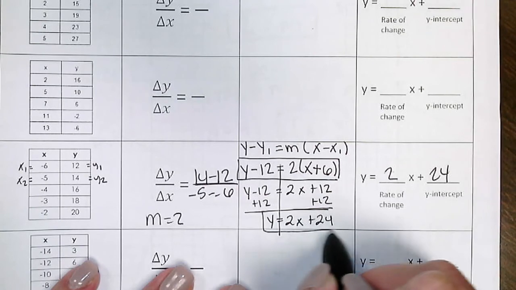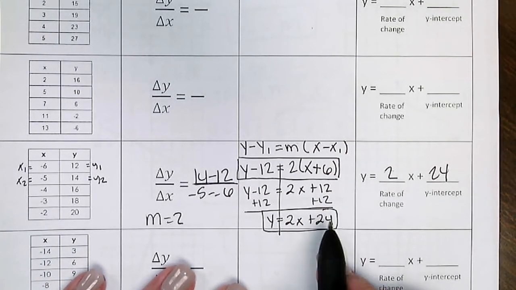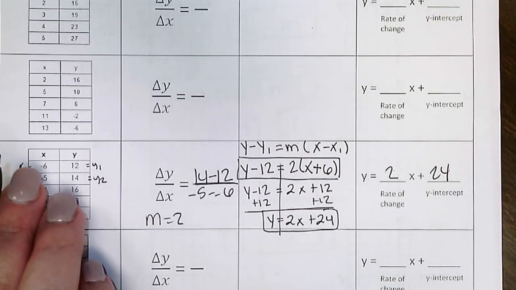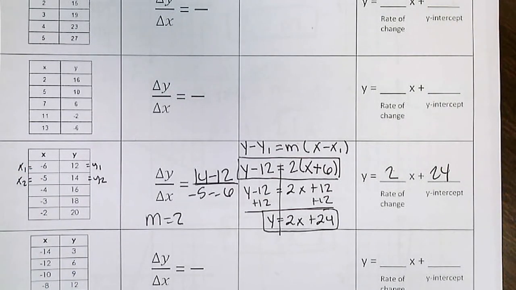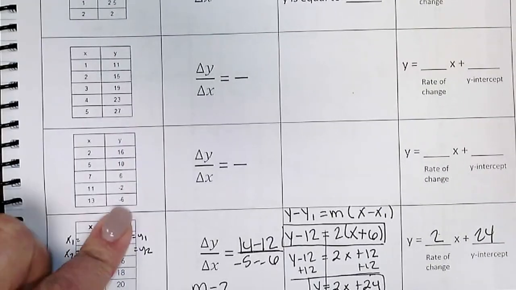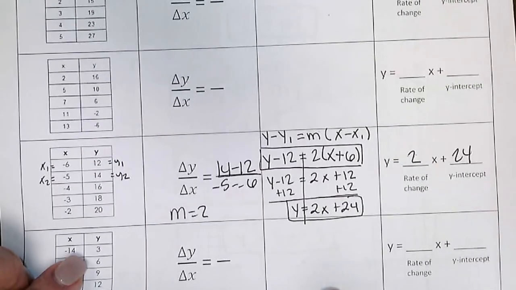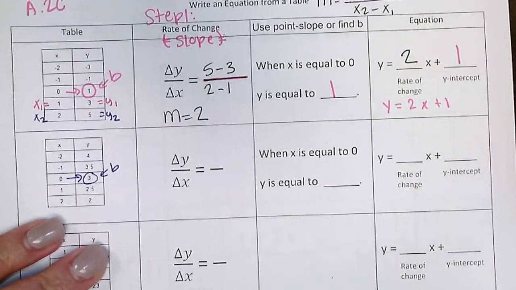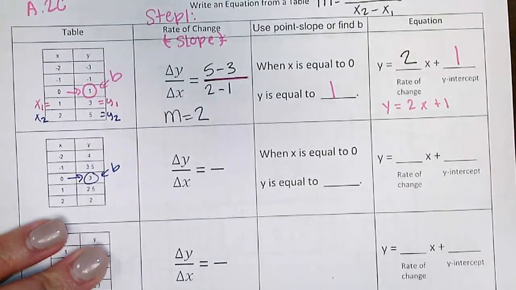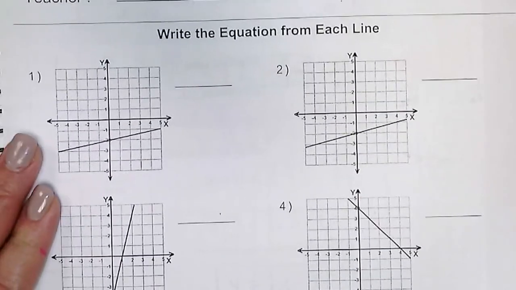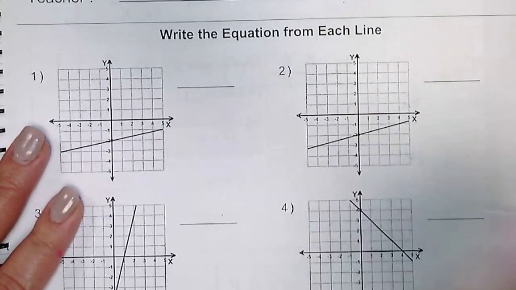Some questions have you write it in slope-intercept form, which is this one right here. Okay, and that is from a table. So when the y-intercept is not given, and when the y-intercept is. Okay, now let's look at a graph. So on the graph, it's pretty much almost the same process. The first thing you got to do is find your slope.